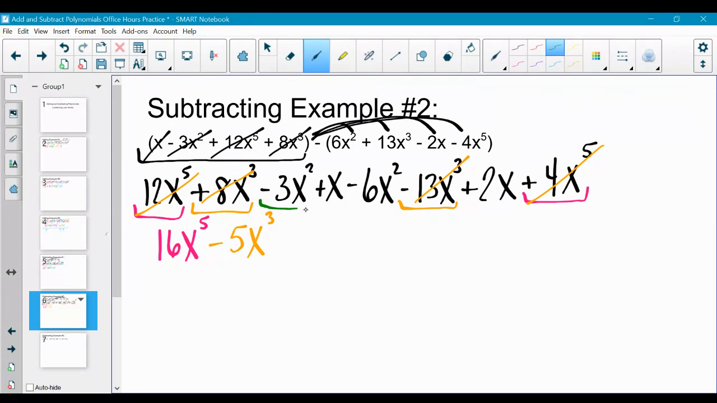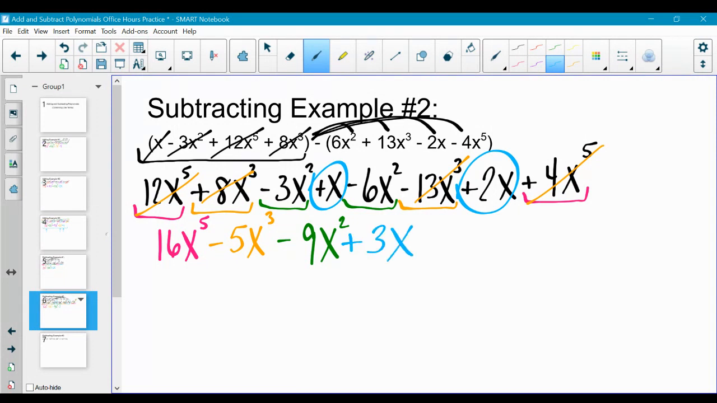Okay, next we have a negative 3x squared and we have a negative 6x squared. So we're going to end up with minus 9x squared. And lastly, we have a positive x plus 2x. So we're going to get plus 3x. And that's our final answer.